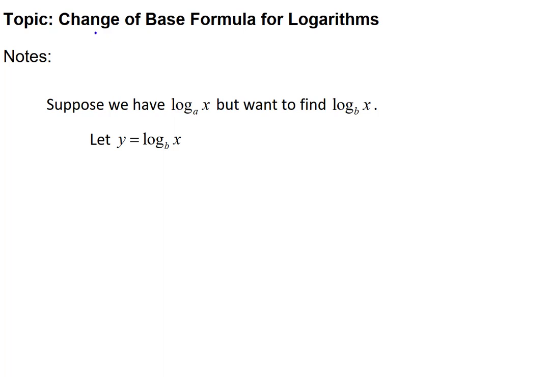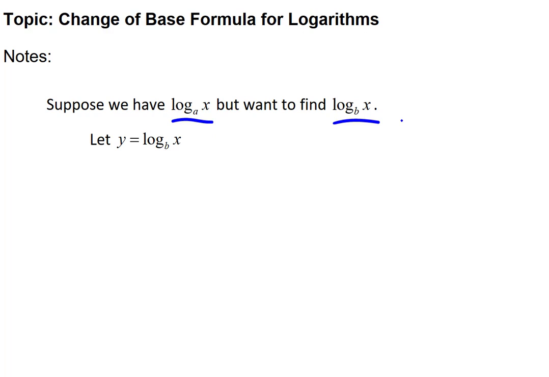This video is about the change of base formula for logarithms. For our notes, we're going to suppose we have log base a of x, but we want to find log base b of x, which would amount to changing the base from a to b. So first we're going to develop this formula, and then we'll use the formula and see how it might be practical, especially with a calculator.